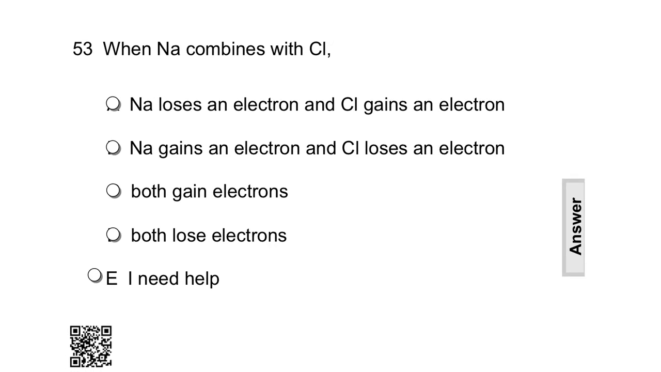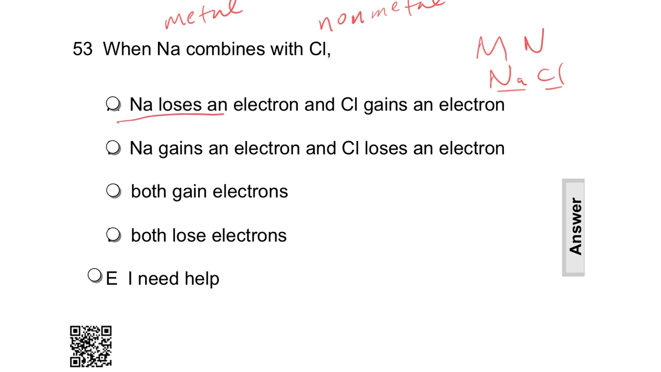When sodium combines with chlorine, sodium is a metal, chlorine is a nonmetal. You could look at a periodic table and figure that out. But in ionic compounds, the metal always goes first, followed by the nonmetal, like sodium chloride. The first one's the metal, the second one's the nonmetal. So we're talking about ionic bonds. Metals lose electrons, and nonmetals gain electrons, always. So there's that one.